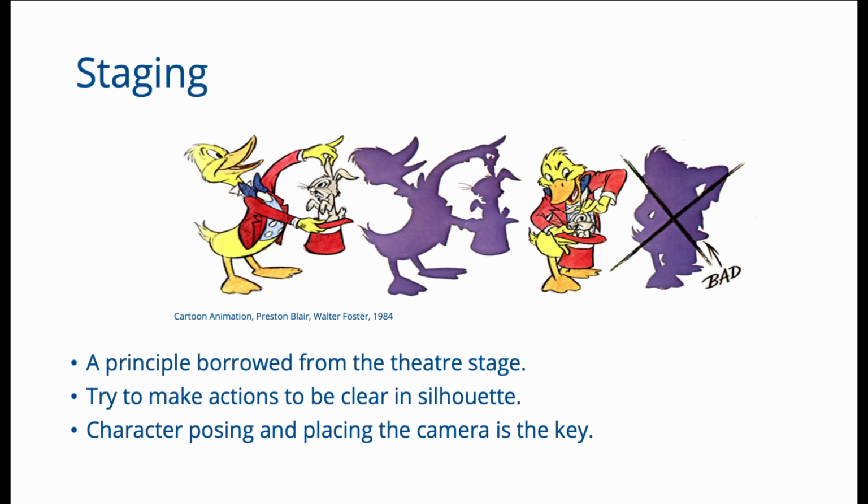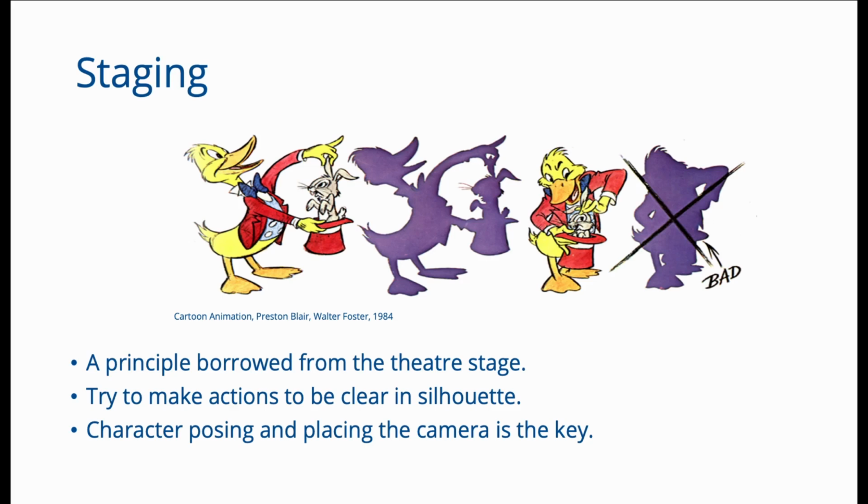The dark shaded image is the silhouette of the colored image, right? So you only see the outline. If you can make out what the movement is by just looking at this solid shaded outline, then the action is clear in silhouette. In the second case, you cannot even see the rabbit, so you cannot make out what the duck is doing. It is the same action, right? But it is poorly staged.